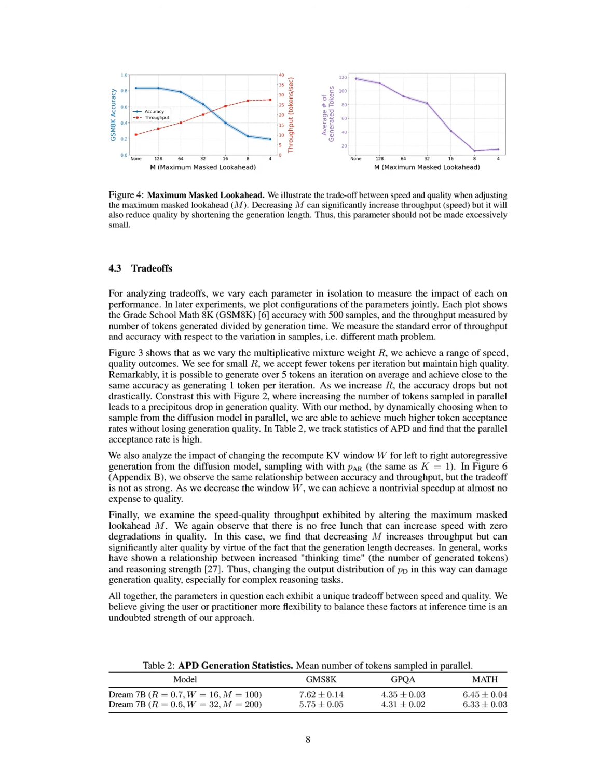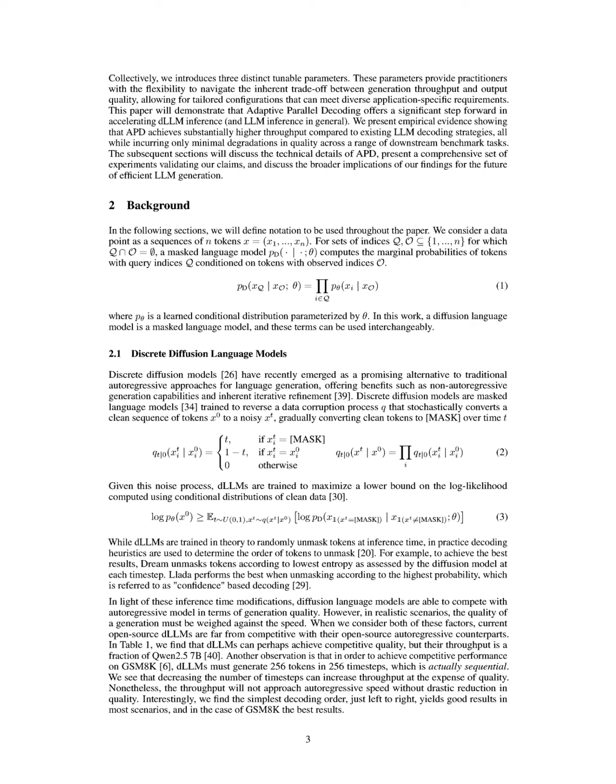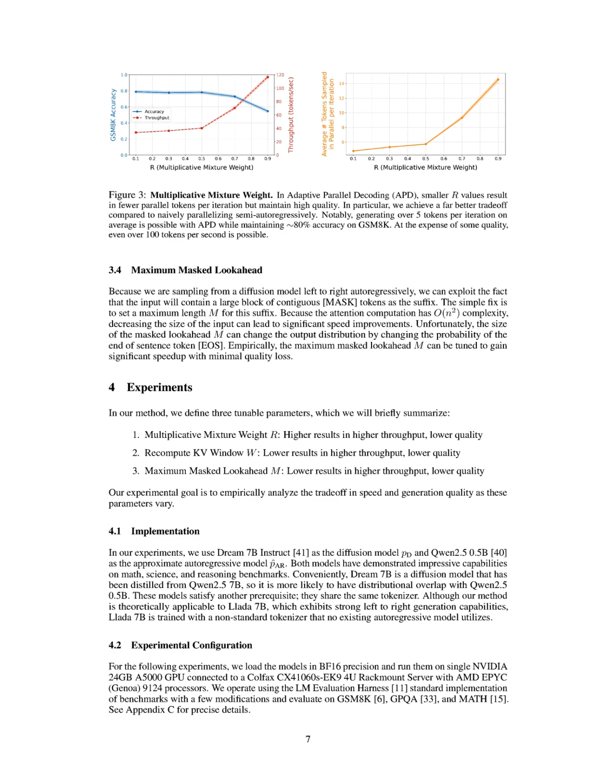The evaluation metrics included accuracy on these tasks and throughput, measured as the number of tokens generated divided by generation time. The results showed that APD achieved significantly higher throughput compared to existing LLM decoding strategies, while incurring only minimal degradations in quality across these benchmarks. Additionally, the paper analyzed the trade-offs between speed and quality by varying three tunable parameters: the multiplicative mixture weight, R, the recompute KV window, W, and the maximum masked lookahead, M.